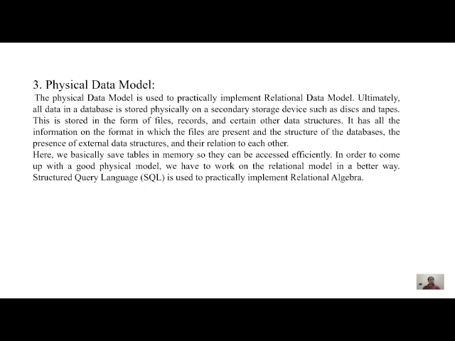Ultimately, all data in a database is stored physically on secondary storage devices such as disk and tape. This is stored in the form of files, records, and certain other data structures. It has all the information on the format in which the files are present, the structures of the database, the presence of external data structures, and their relation to each other. Here, we basically save tables in the memory so they can be accessed efficiently. In order to come up with a good physical model, we have to work on the relational model in a better way. Structured query language is used to partially practically implement relational algebra.